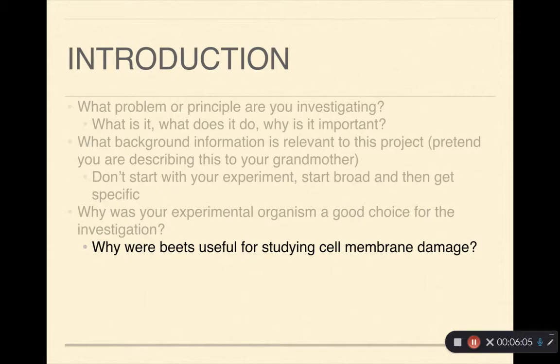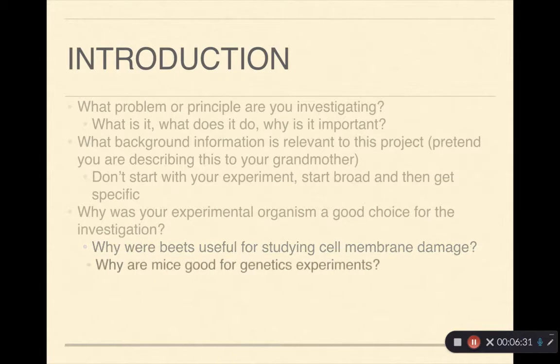All right, so why were beets useful for studying cell membrane damage? Well, I'll tell you, and you already know this from the lab we did on Tuesday, the previous lab, last week, sorry. Beets have colored pigments inside of the cells. If you damage the membranes, those pigments will leak. So you have a way to measure. You can actually use the spectrophotometer to measure that.